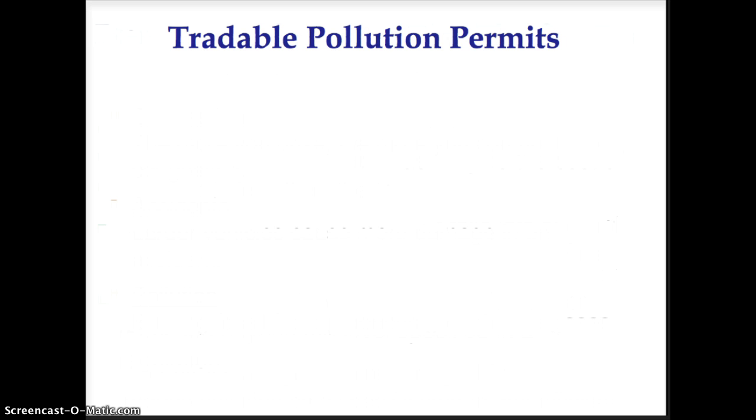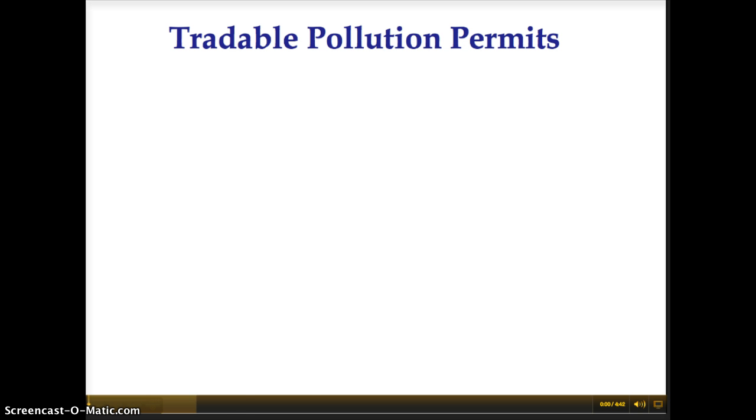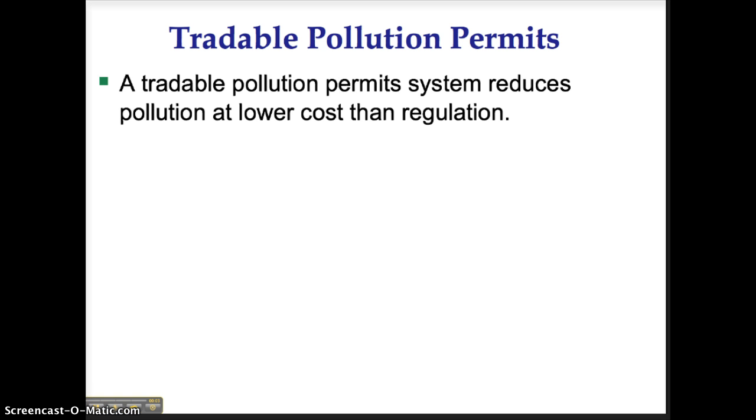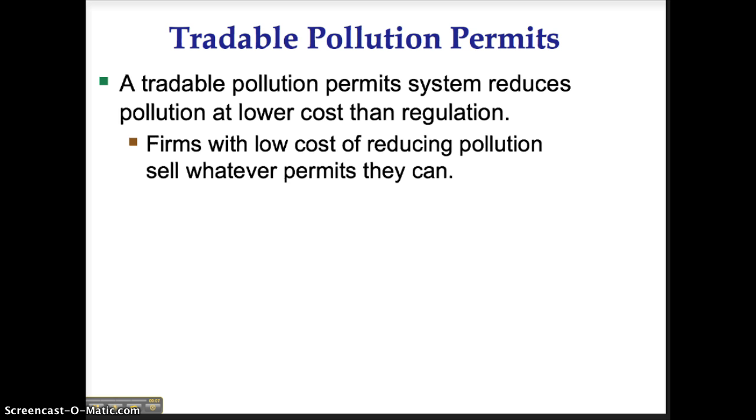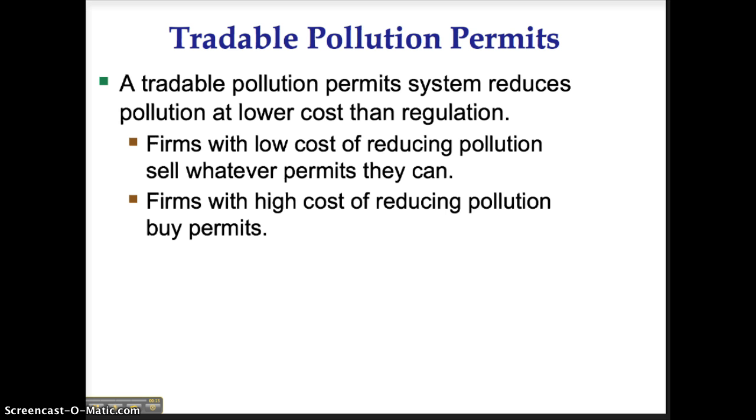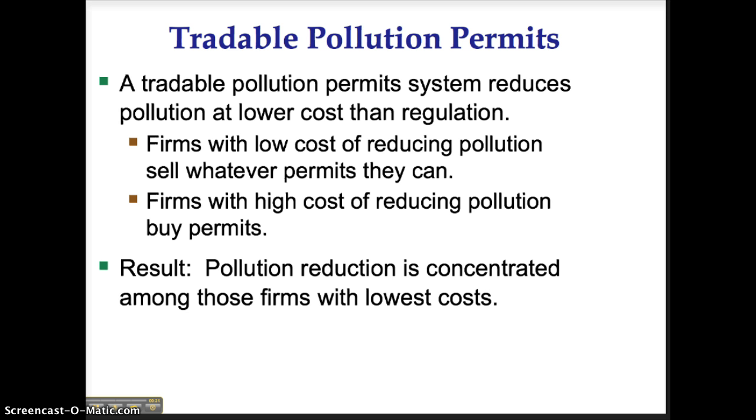A tradable pollution permit system reduces pollution at a lower cost than regulation. Firms with a low cost of reducing pollution sell whatever permits they can to make a profit. Firms with a high cost of reducing pollution buy permits since eliminating the pollution would be more costly. The result is pollution reduction is concentrated among those firms with the lowest costs.